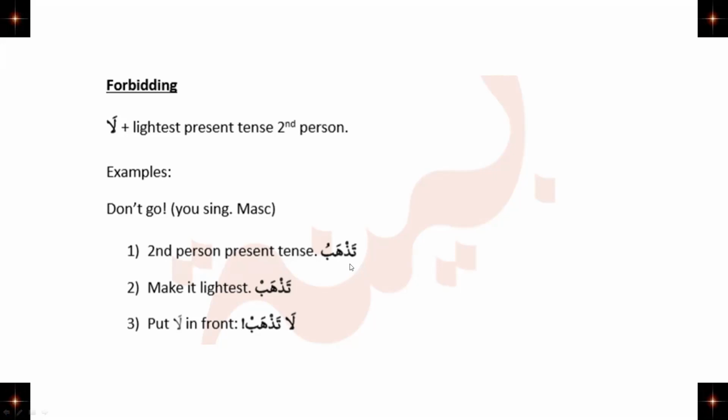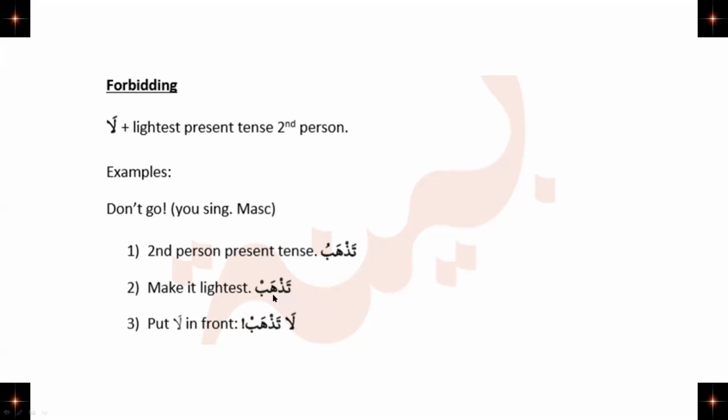So for us to generate a forbidding tense, a nahi, you bring a present tense which you have already learned. So huwa zahaba, anta tazhabu. So tazhabu anta. Then the second point is make it lightest. How do you make this particular word lightest? Just make it sukun. Because it doesn't have a noon there for you to say I'm dropping the noon. Make it sukun. So tazhab. Tazhab. That is the lightest form of tazhabu.